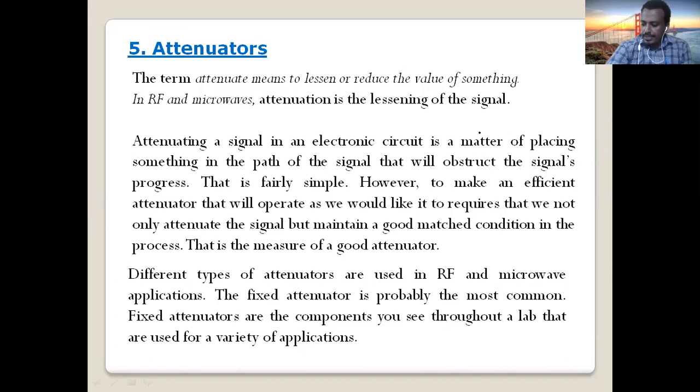Next, our device is the attenuator, a very important device. You can say it's an overused device in many cases to quickly fix problems. Attenuators are overused devices in microwave applications. What's attenuation? Attenuate means to reduce or decrease the value of something. In microwave, when you say attenuation, we are concerned about the signal level, the signal power reduction or lessening of this signal level.